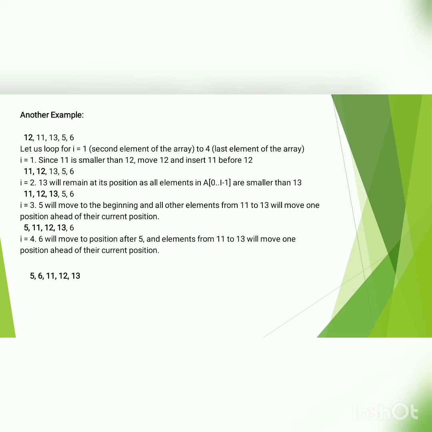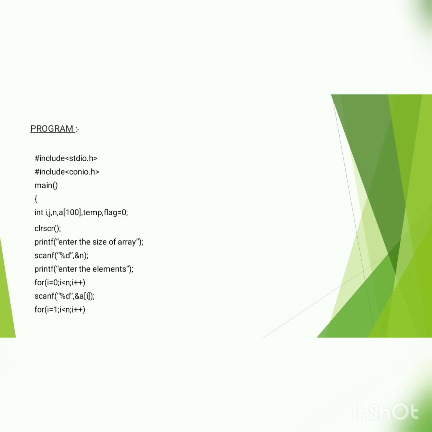Now we are incrementing i, so i becomes 4. 6 will move to the position after 5, because 11, 12, 13 are greater than 6. So 6 will move to the position after 5 and elements from 11 to 13 will move one position ahead of their current position. Now the array becomes 5, 6, 11, 12, 13. Therefore we have arranged the elements in ascending order. This is the example for insertion sort.